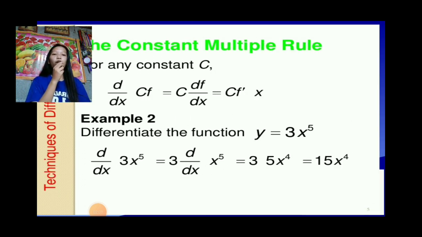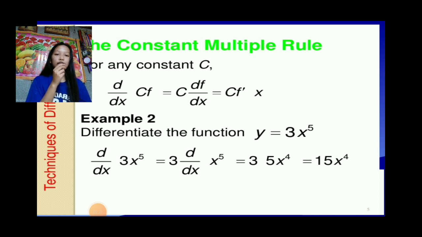So this is the constant multiple rule: for any constant c, d/dx of cf is equal to c times df/dx, that is, c times the first derivative of f. For example, differentiate the function y equals 3x to the power of 5.